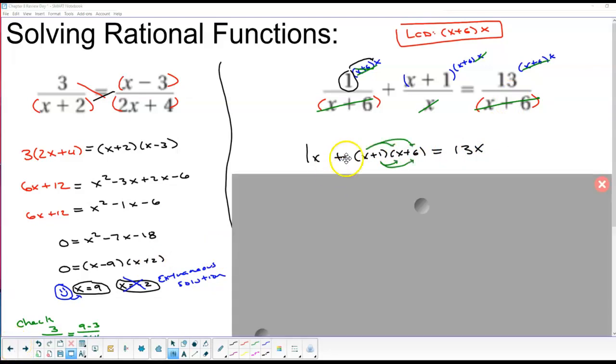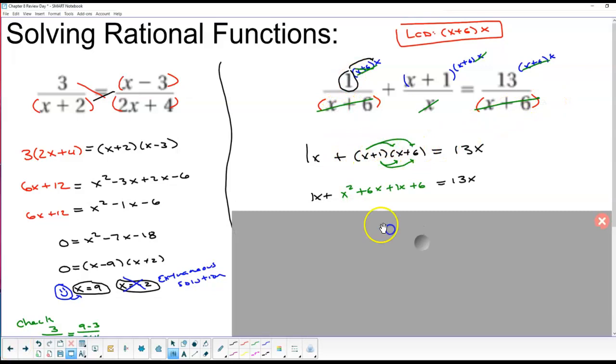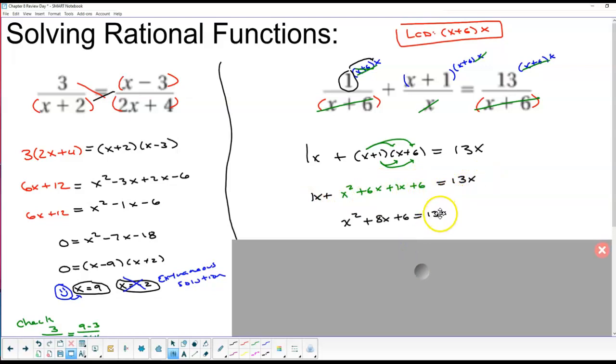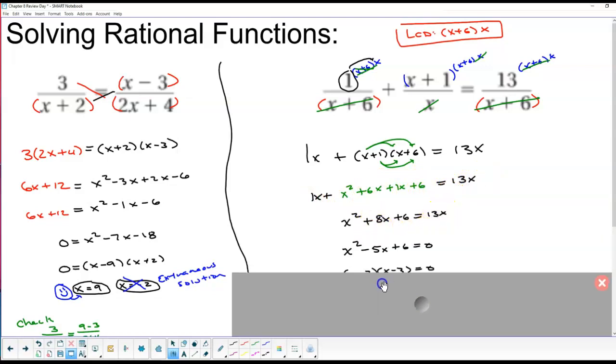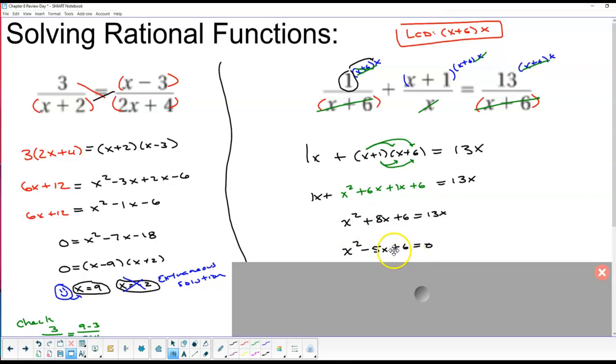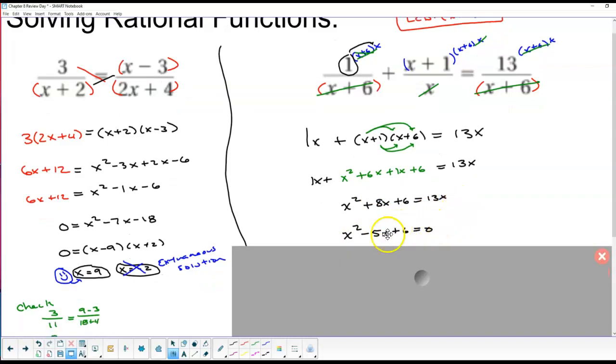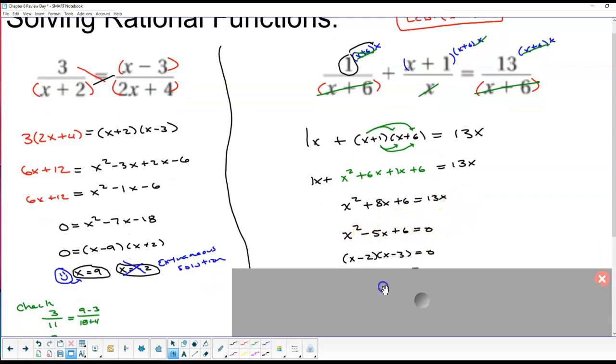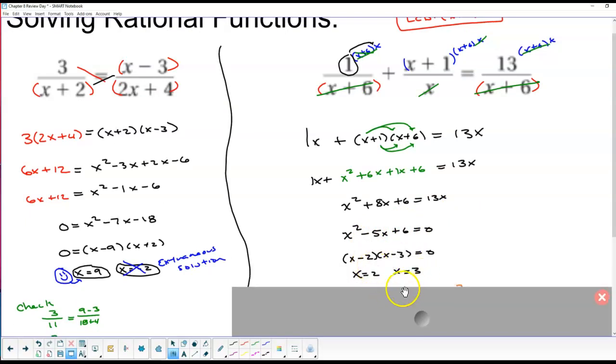You guys can simplify. All right, so once we cleared the denominators, we have to FOIL. When you FOIL, you end up with this expression. Combine your like terms, and then move the 13x over to the other side. And we have another trinomial equal to 0, which is factorable. So we got -2 and -3. Set each one equal to 0, and we get 2 answers. But just like the other one, we're not confident in those answers until we check them into the original expression.